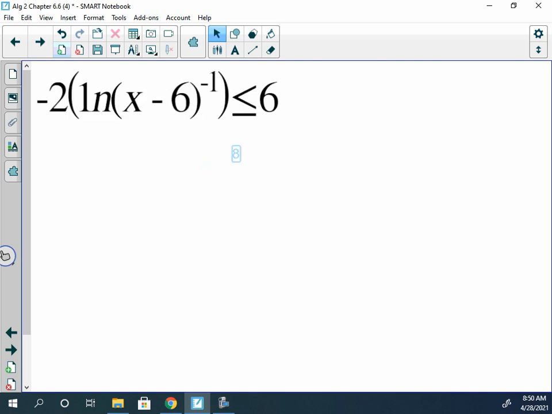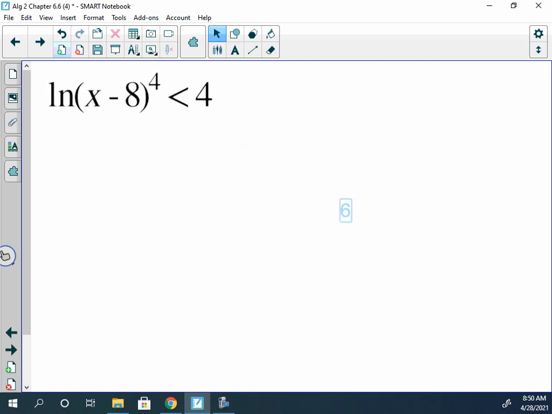Let's see here. We're going to do one more. Out of the 3 that are left, because I'm not going to bore you with all these, which one do you think would be the most interesting? The last one? Yes.